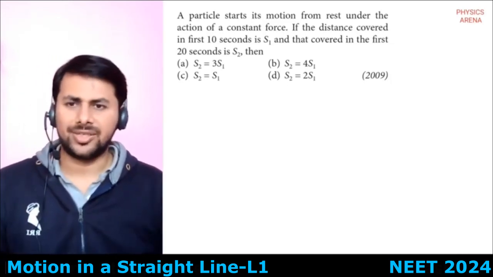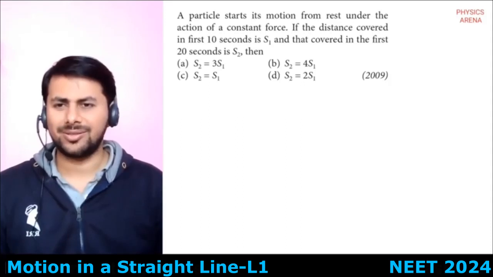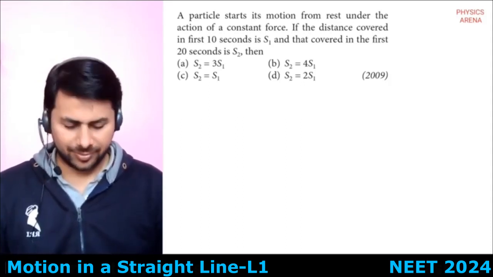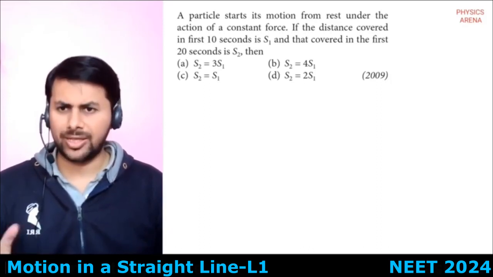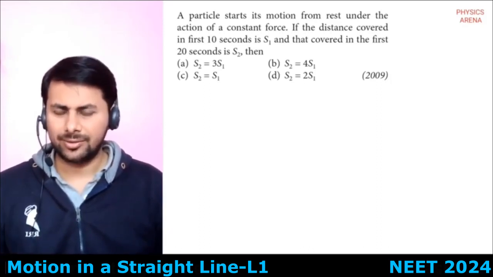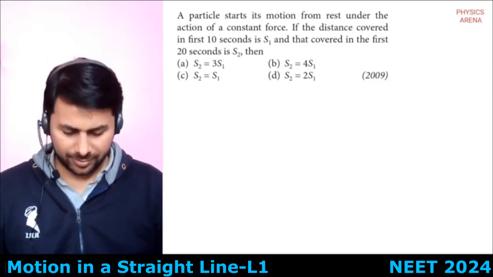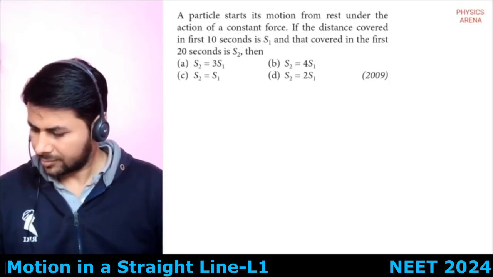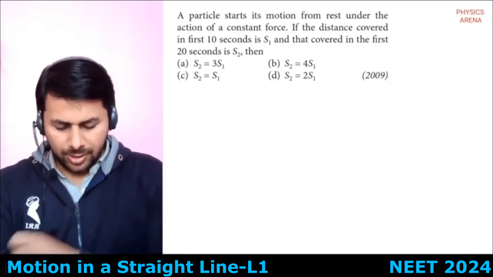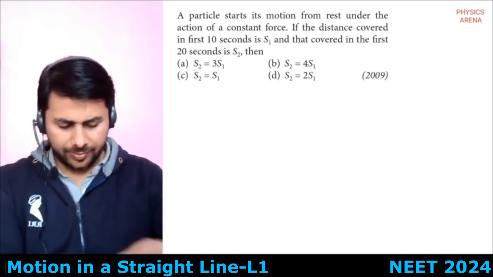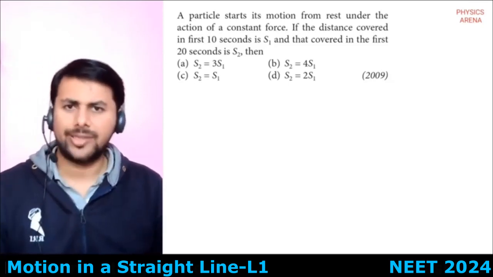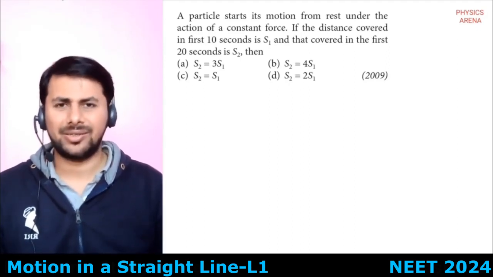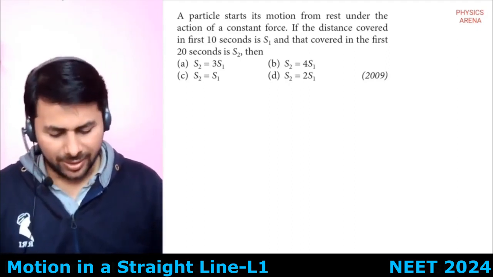This one is slightly twisted. Option D, right? D for Delhi. All right, see, this question is also based on Galileo's law of odd numbers. I mean, not based, but if you know the law, you can solve it very quickly.